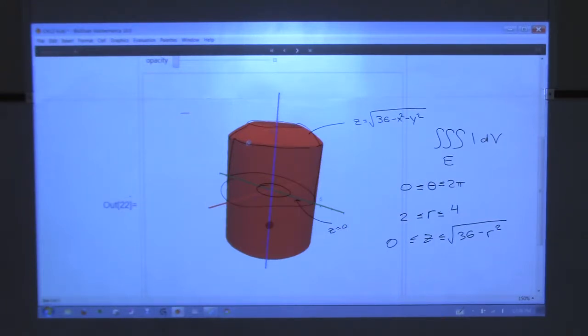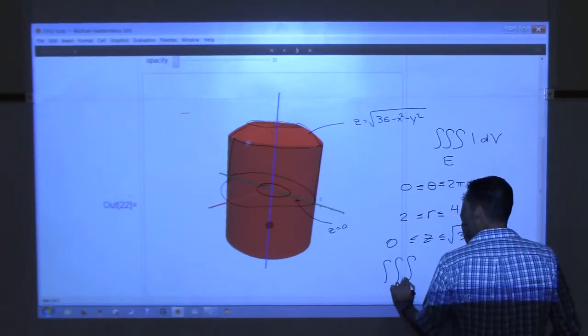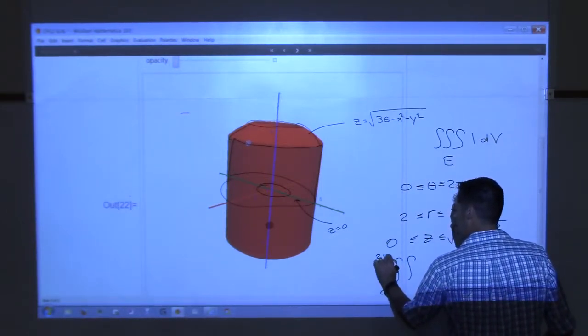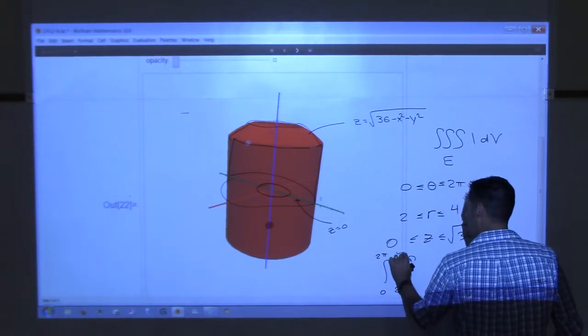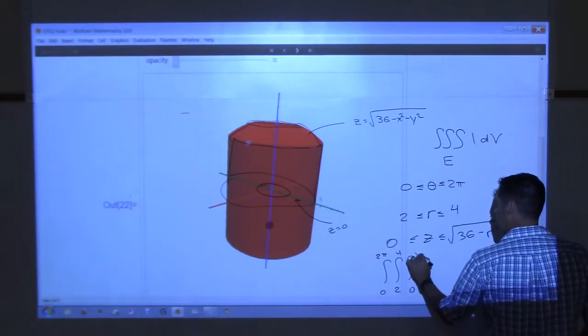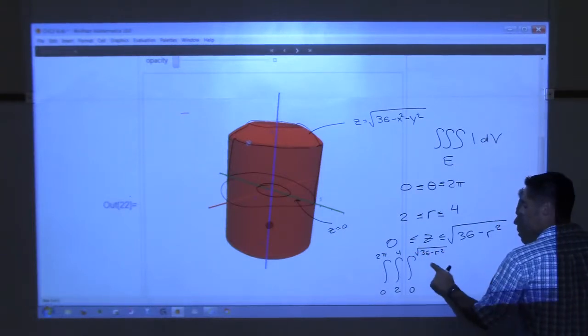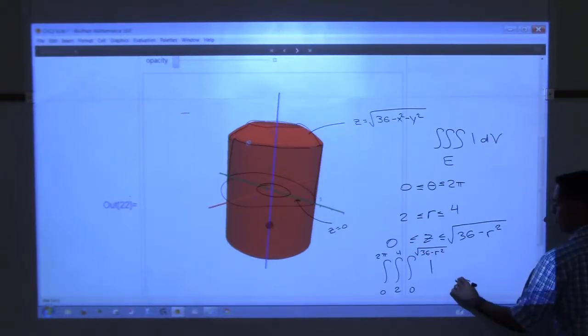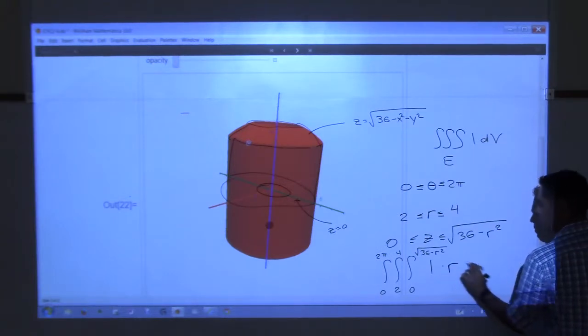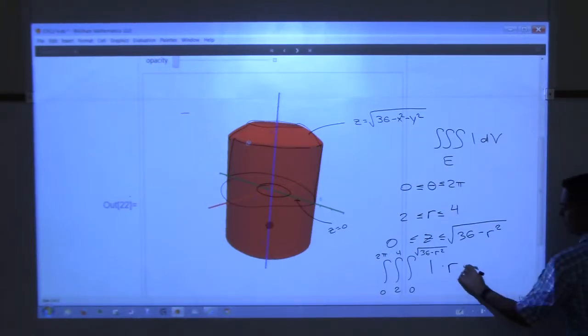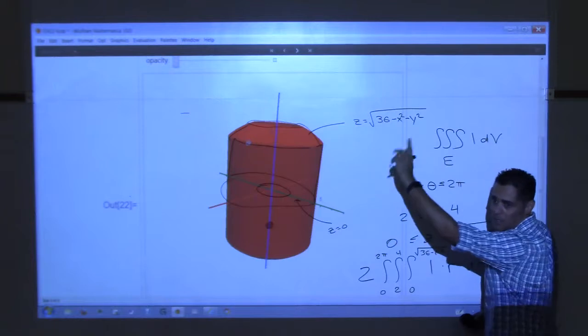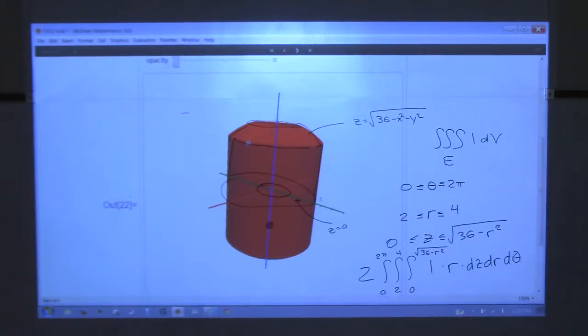So our triple integral would look like, I think I can do this all right here. 0 to 2 pi, 2 to 4, 0 to square root of 36 minus r squared. I'm integrating 1, r, because I'm in cylindrical, dz, dr, d theta, times 2, because I'm going to need to double it. That was only the top half.